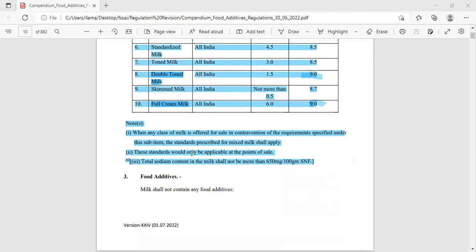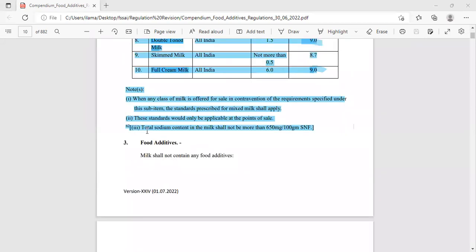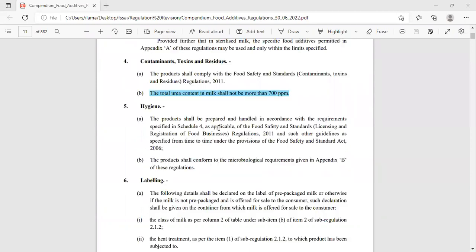Note the value. And then here the total sodium content in milk shall not be more than 650 mg per 100 grams. Next one, the total urea content in the milk product shall not be more than 700 ppm. So note this point.